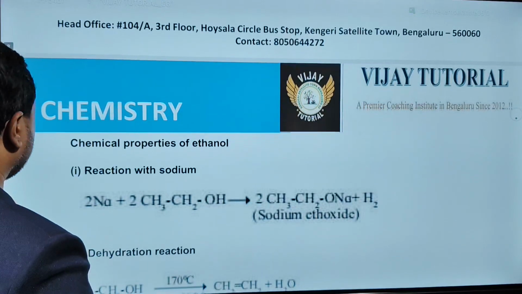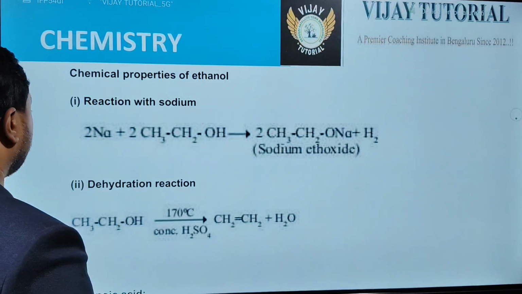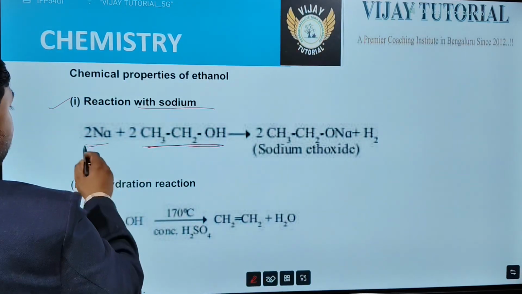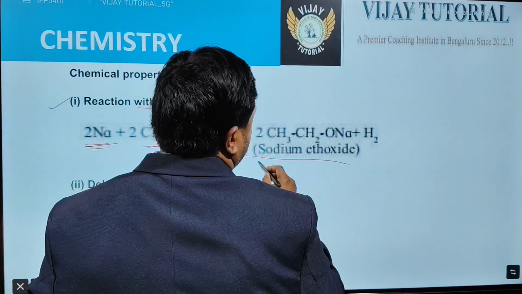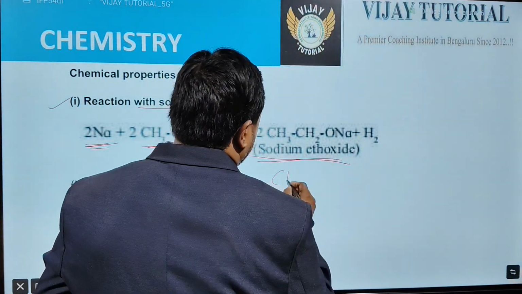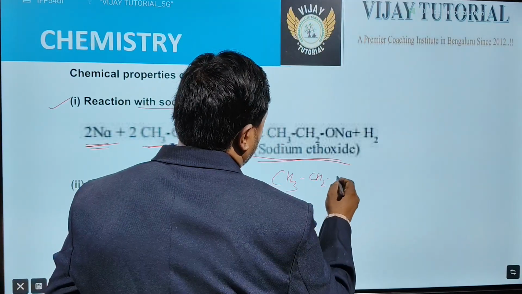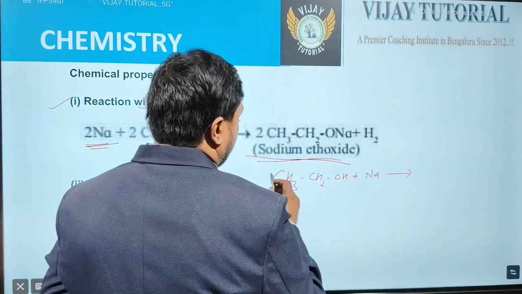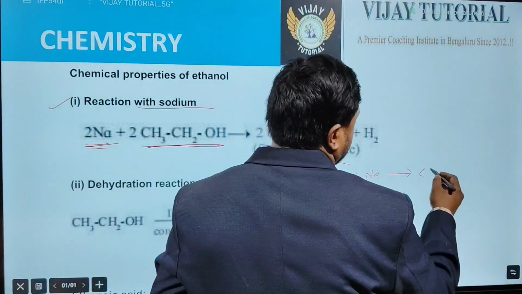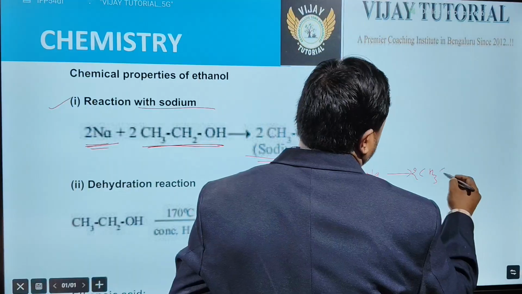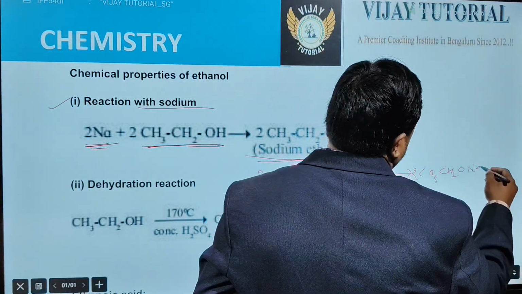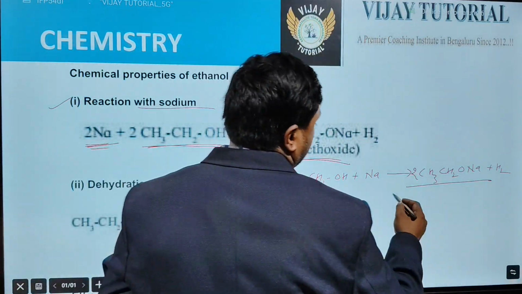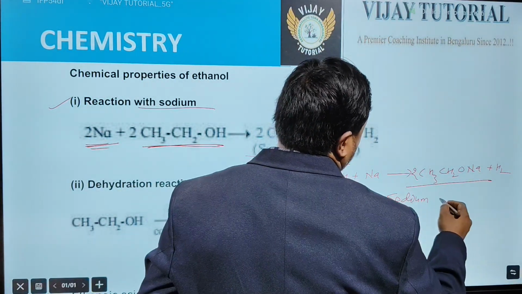Next, when we talk about the properties of ethanol, we have a few limited properties, like the reaction with sodium. Ethanol reacts with sodium and forms sodium ethoxide. I can write the equation: ethanol CH3CH2OH plus Na, and hydrogen gas is released. So two molecules of CH3CH2ONa plus H2 are formed. This is called sodium ethoxide.